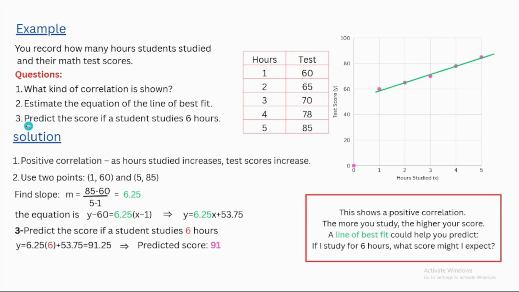Now, the third question, predict the score if a student studied 6 hours. We will see in the graph, we don't have this kind of data. So we will use our straight line to predict with this data. To predict the score of a student who studied 6 hours, we will substitute 6 for x and get the answer. It's 91.25. It's approximately 91.